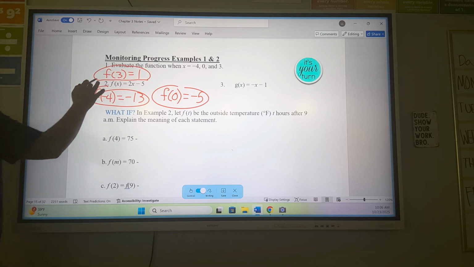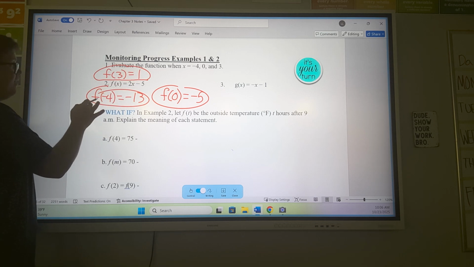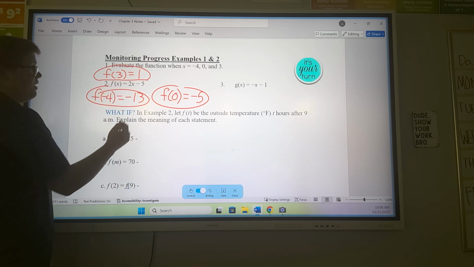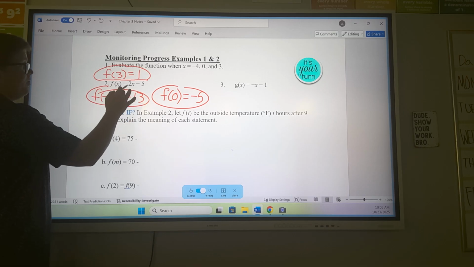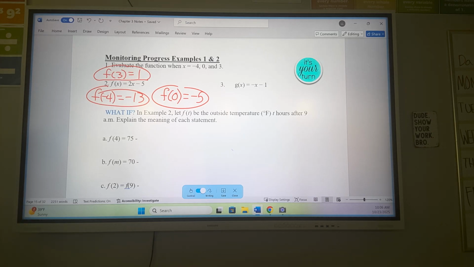And again, if we plug 3 in, 2 times 3 is 6, 6 minus 5 is 1. If we plug negative 4 in, 2 times negative 4 is negative 8. Negative 8 minus 5 is negative 13. And if we plug 0 in, 2 times 0 is 0. 0 minus 5 is negative 5. That's where we get our 3 answers from.